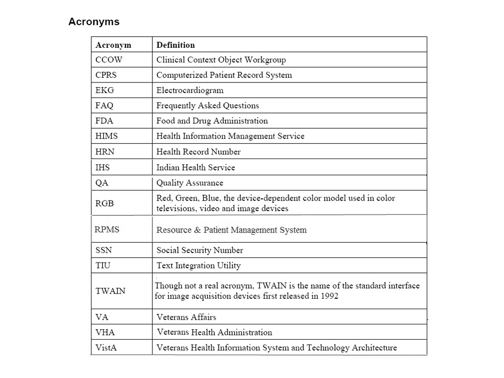HRN, Health Record Number; IHS, Indian Health Service; QA, Quality Assurance; RGB, Red, Green, Blue; RPMS, Resource and Patient Management System; SSN, Social Security Number; TIU, Text Integration Utility; TWAIN, the standard interface for image acquisition devices; VA, Veterans Affairs; VHA, Veterans Health Administration; VISTA, Veterans Health Information System and Technology Architecture.